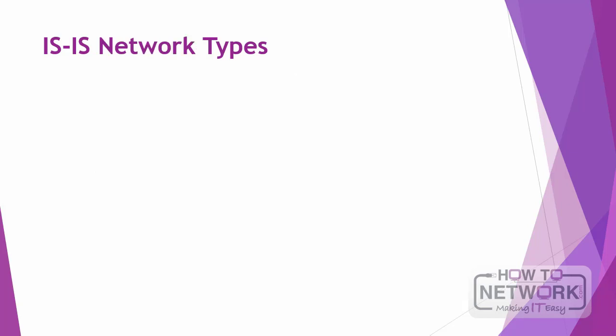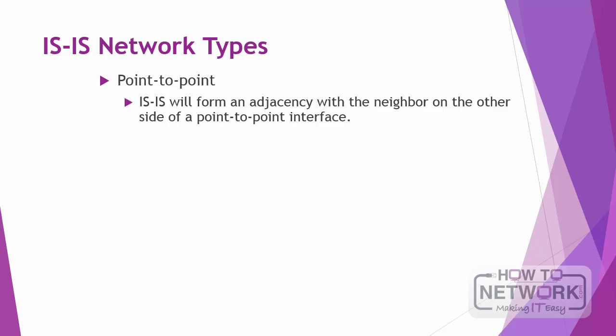Next, let's talk about network types. The types of networks that ISIS defines include point-to-point and broadcast networks. Point-to-point networks, such as serial lines, connect a single pair of routers. A router running ISIS will form an adjacency with the neighbor on the other side of a point-to-point interface automatically. The DIS is not elected on this type of link.